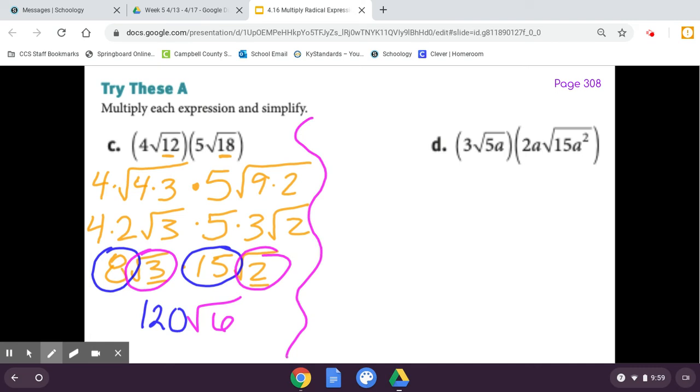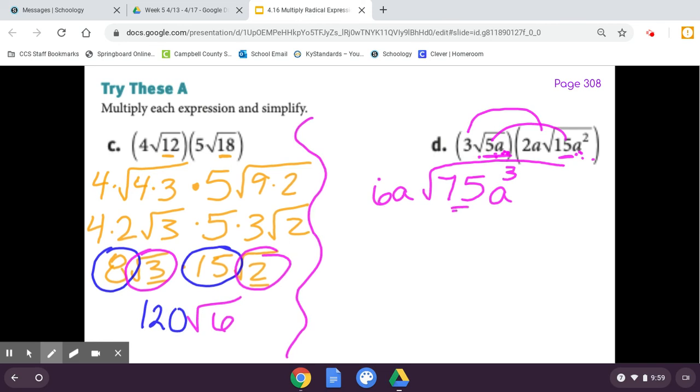Okay, so we finally have one that has some variables in it over off to the side here. So this is 5 and 15. I cannot pull a perfect square out of either of those. So I am just going to go ahead and multiply my like terms. So 3 times 2 is 6a, and 5 times 15 is 75. And when the bases are multiplying, I add those exponents. You got to go back to those exponent rules. So that's a to the third.